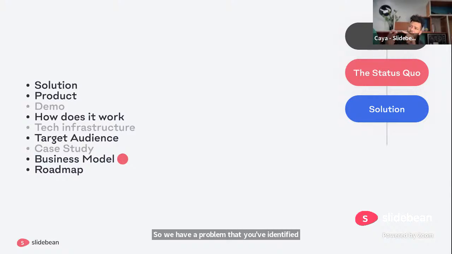So solution, product, demo, which I don't love. That's why it's great. It's an optional slide. How does it work? I think is important. Tech infrastructure, if there's something exciting about the company's technology to talk about. Target audience, I think, is a crucial slide.